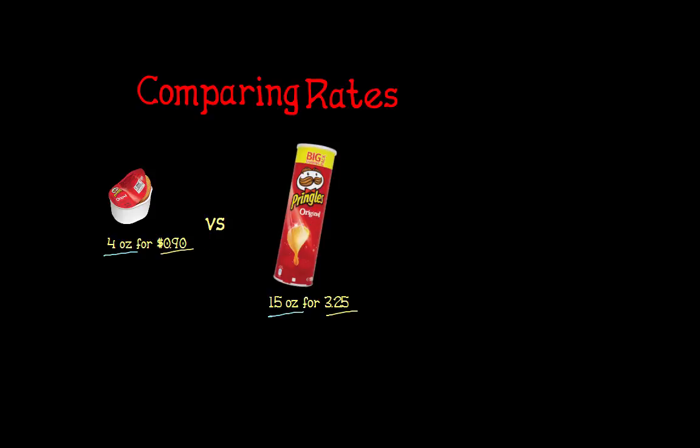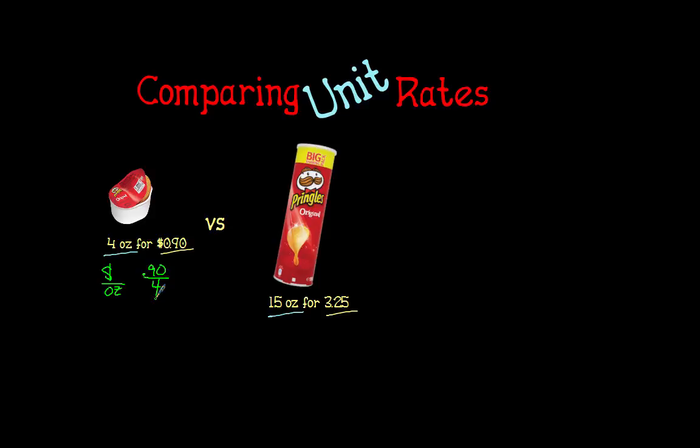In order to figure this out, we're going to find the unit rate of both of these items. So we're not comparing rates, we're comparing unit rates. The rate for the snack size would be 90 cents per 4 ounces. Let's write our categories first. I like money on top, so I'm going to do money over ounces, and it gives me a rate of 90 cents for 4 ounces. I need to find the unit rate, which would be over 1.